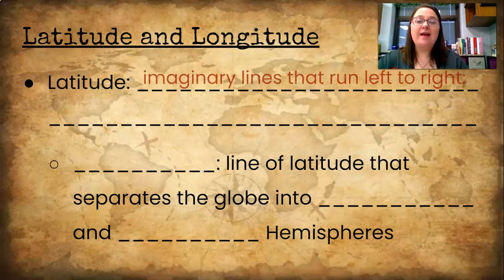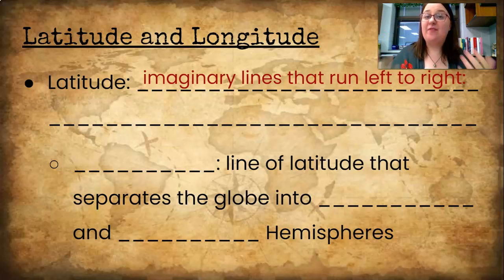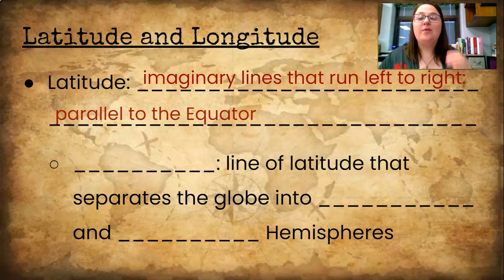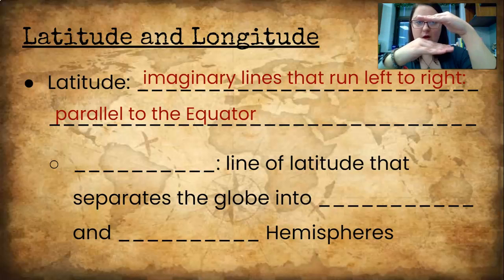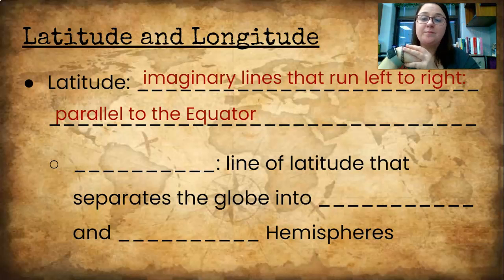Latitude lines are the imaginary lines that run from left to right. Think of lat rhyming with fat: if you think of someone being fat, they're fat around, right? They're not fat up and down, they're fat around. So latitude lines are lines that run from left to right, and they run parallel to the equator. The equator is that center line, and they run parallel. Parallel, we know, are lines that go like this that never touch. So these imaginary lines run parallel to each other.